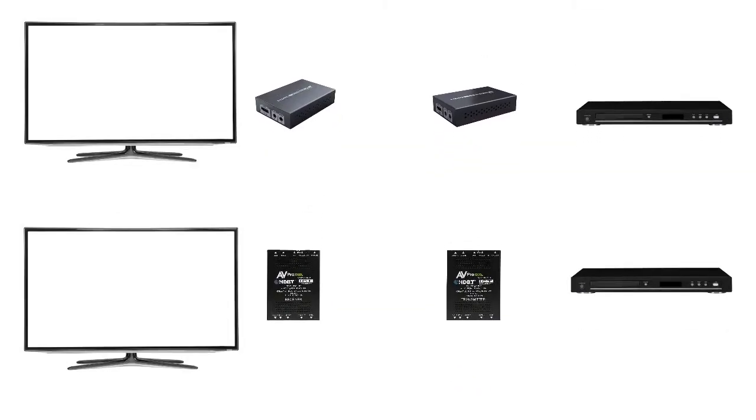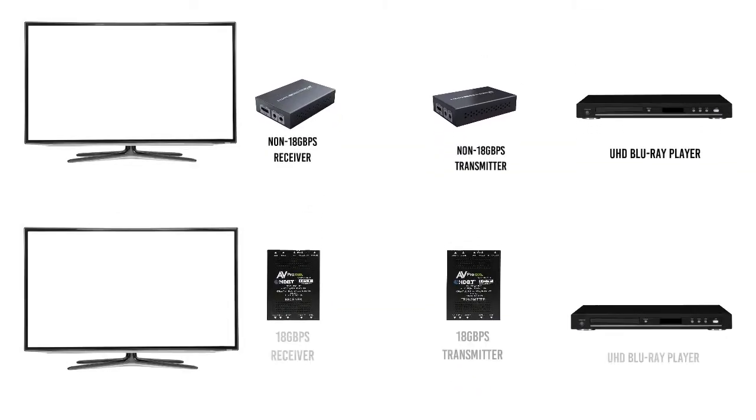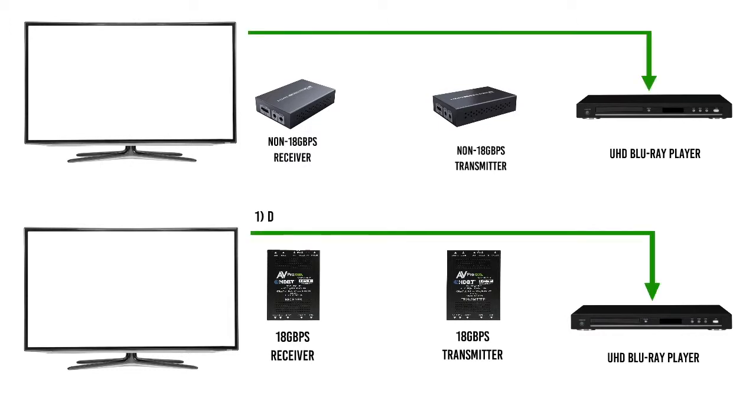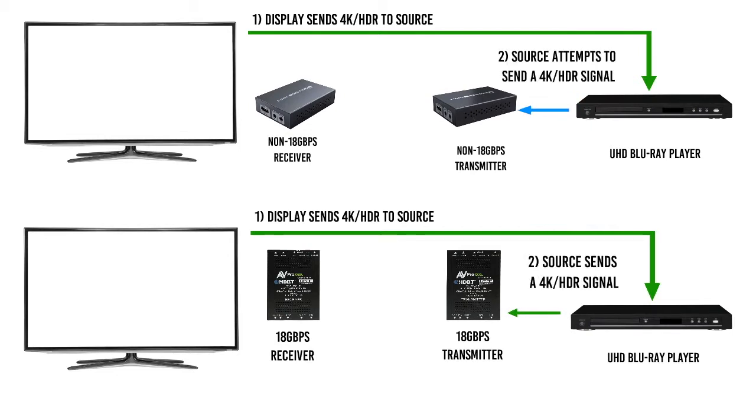Even with EDID configured correctly on the display, there may be another device in the system that cannot pass 18 gigabits per second. For example, you may be using an HDMI extender for a long cable run. Because you configured the display correctly, the display's EDID will request 18 gigabits per second from the source, and the source will respond by sending the correct signal.